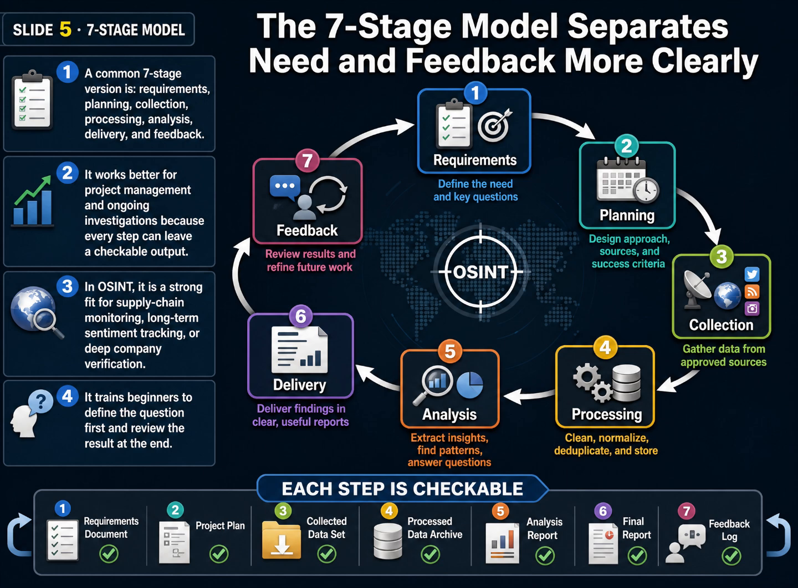That matters in real OSINT work. Suppose you are checking whether a company is safe to work with. If you do not define the requirement first, you may collect everything: registry data, news, lawsuits, hiring, social posts, and still not know whether you are answering cooperation risk, reputation risk, ownership risk, or delivery risk. The 7-stage model forces the work to start with a clear question and end with review. It is especially useful for training, project management, and ongoing investigations, such as supply chain monitoring, sentiment tracking, and deep company verification. Put simply, the 5-stage model helps you stop random searching. The 7-stage model helps you manage a complete project.